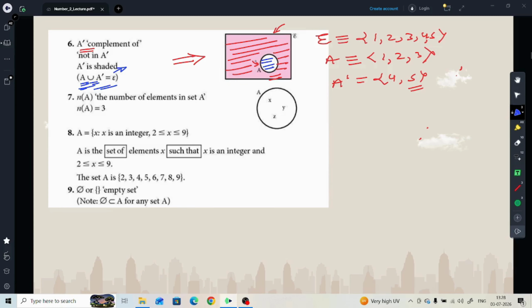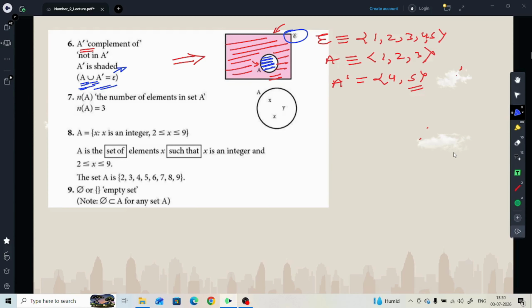That's for sure, because this blue region, if we just shade it, and this red region which we already shaded, if we just combine them, we'll be getting the universal set. So that's the correct statement. Hope you must have got it, and we'll be moving on with the next part.